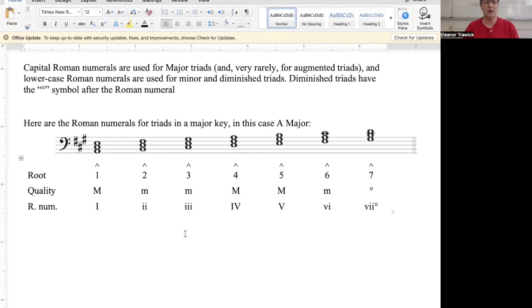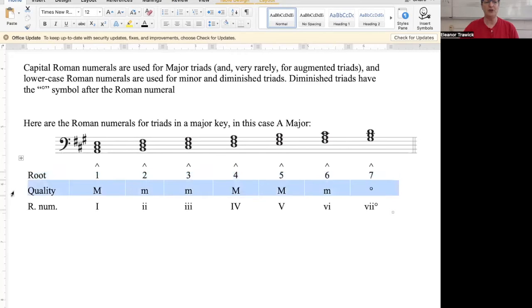Here is a chart that will show you the Roman numerals for triads in a major key. In this case, the key I've selected is A major. We're in bass clef. The roots of the chord are the notes of the scale from A up to G sharp, and I've labeled the scale degrees that are the roots of the chords with the scale degree numbers.